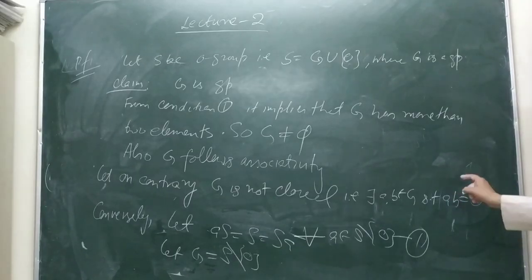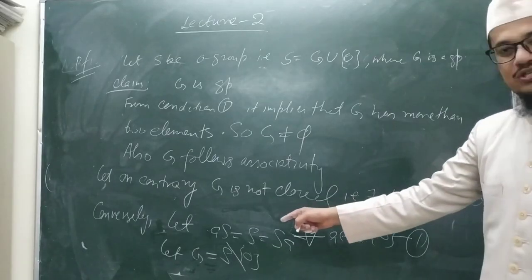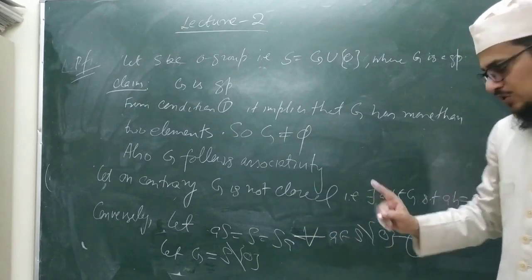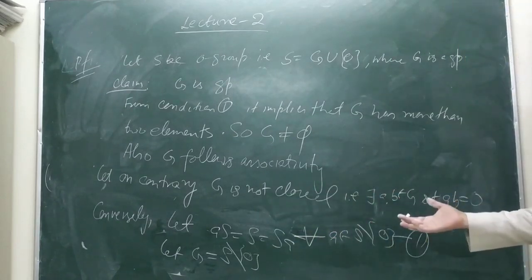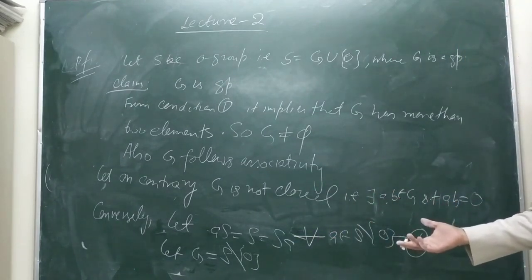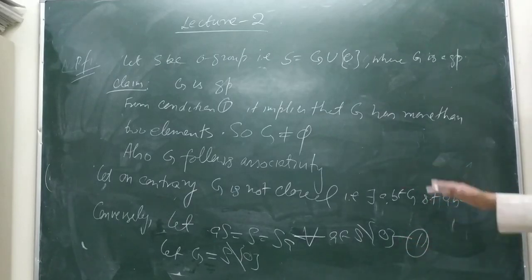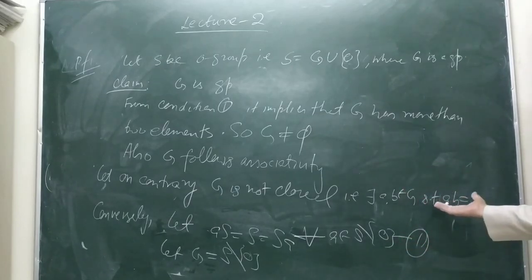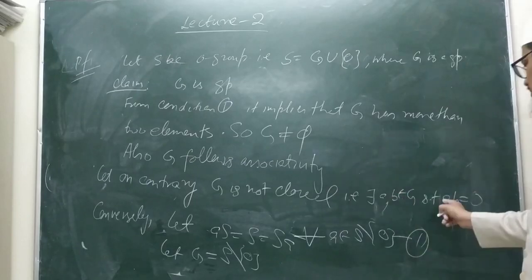0. Because see, in G there is no 0. G is S minus 0. So if A, B is equal to 0, it means that G is not closed. Correct? So let us assume, on the contrary, that there exists some A, B belongs to G such that A, B is equal to 0.